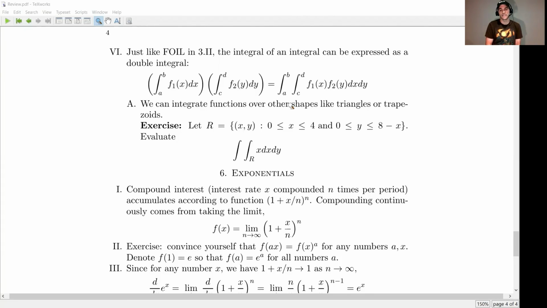We can also integrate over other shapes. And so, for instance, if you have a square and a triangle stuck together, something like this, we'll do an example on how to integrate something like this.